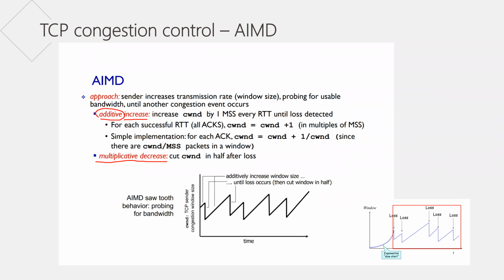So how it works: it will increase the Cwnd by 1 MSS, which means 1 packet, every RTT until loss is detected. So what is loss detected? Like the loss in here. What is loss? Packet loss, right? So it could be a packet loss. So what kind of packet loss may we have?